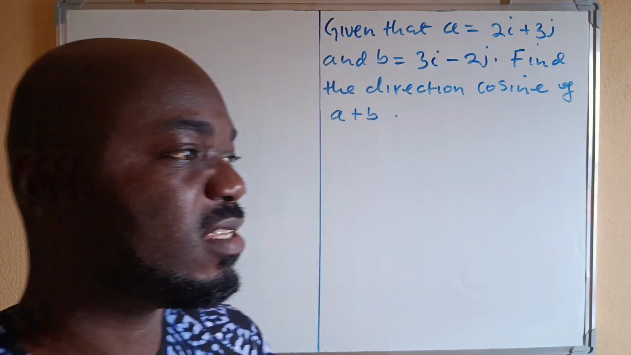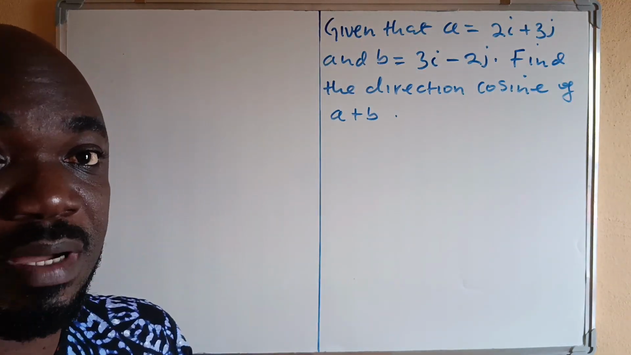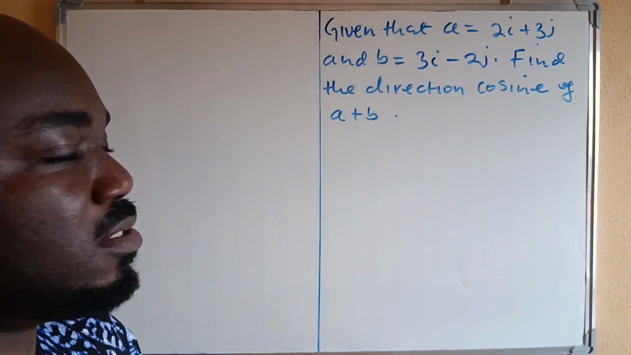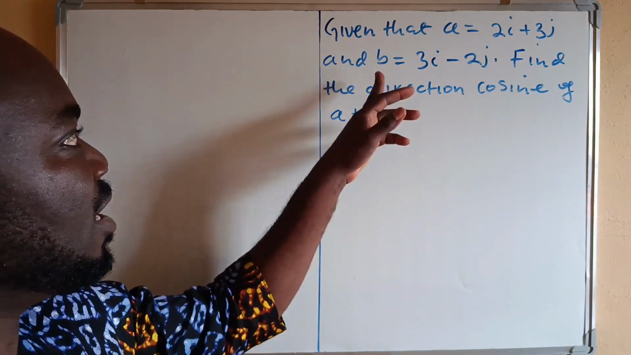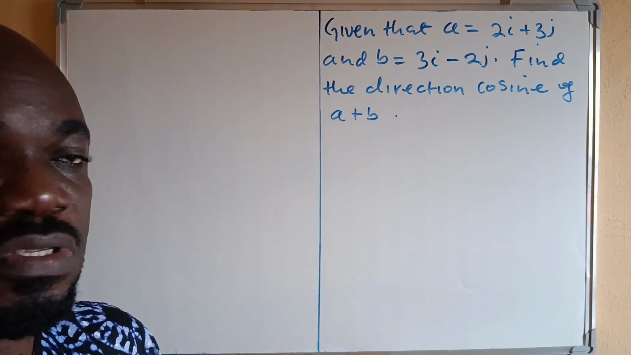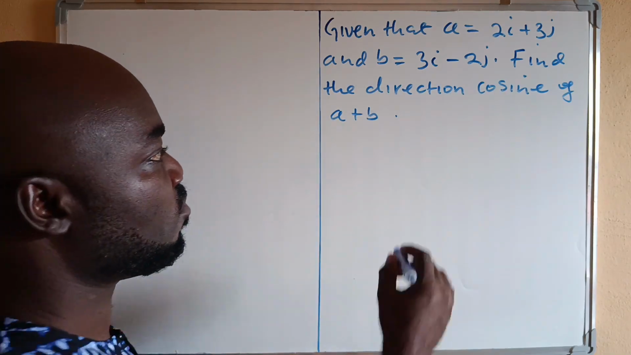We'll be solving problems involving equations and other areas of mathematics. So let's talk about vectors. We have given that vector A is 2i plus 3j, and vector B is 3i minus 2j. We're asked to find the direction cosine of vector A plus B.